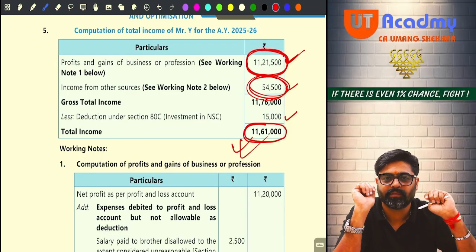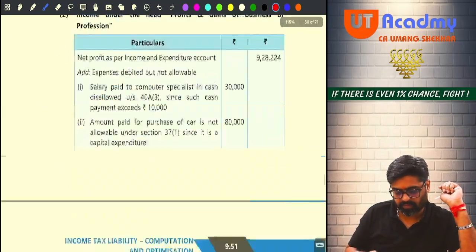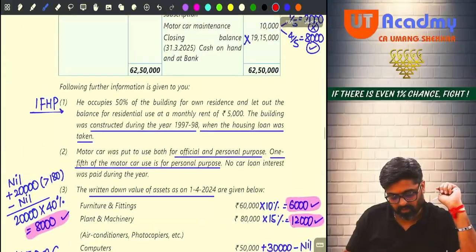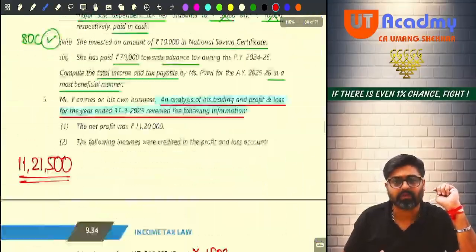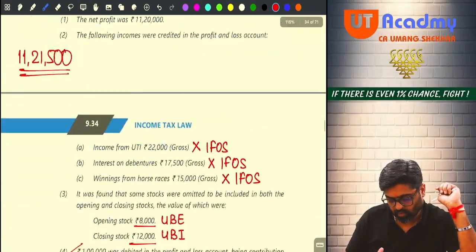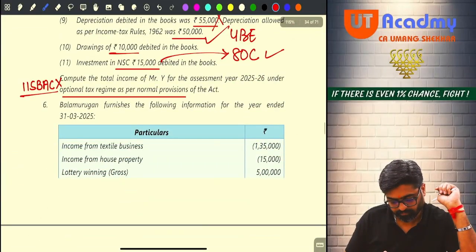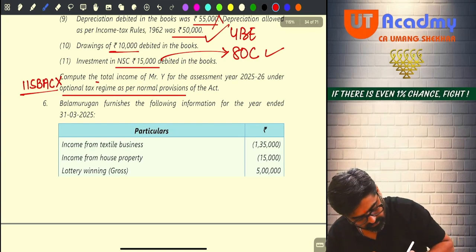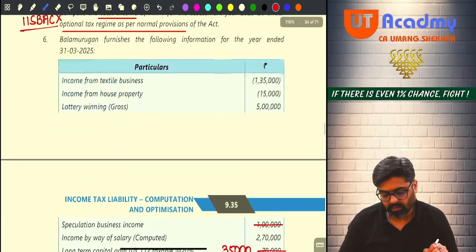Done, sir? So that was your question number 5. Now, are they telling you to calculate the tax liability also on 11,61,000 or only the total income? Only the total income. No need to calculate the tax liability. Okay, no? Compute the total income. Okay. Now, question number 6.